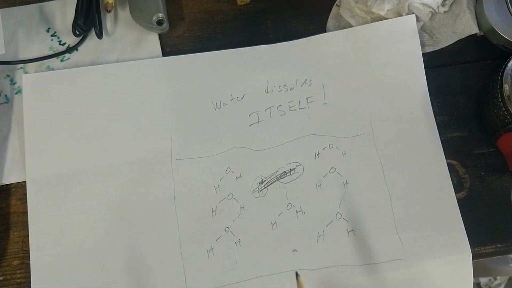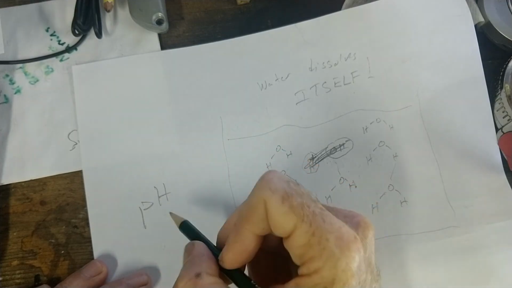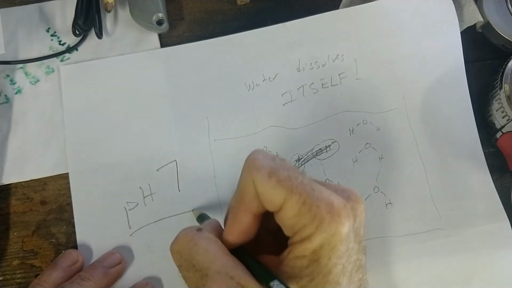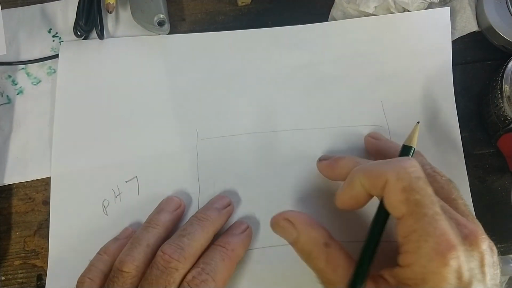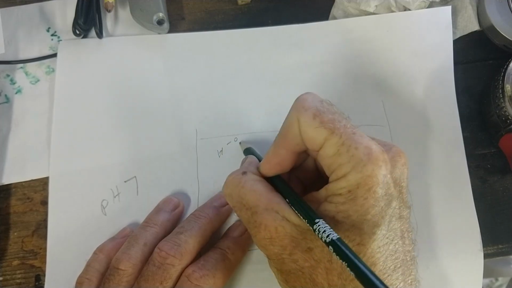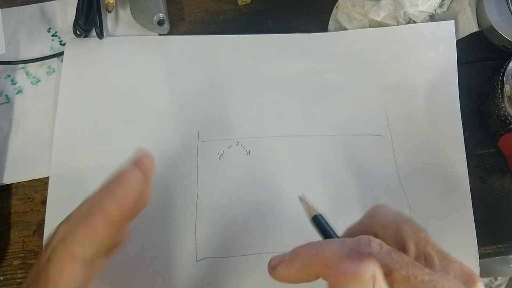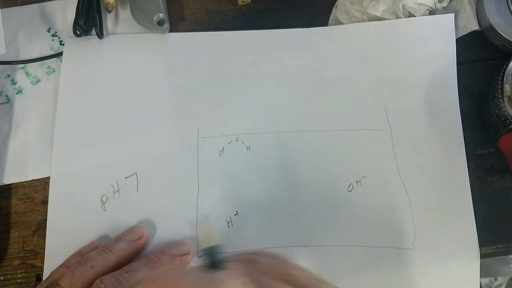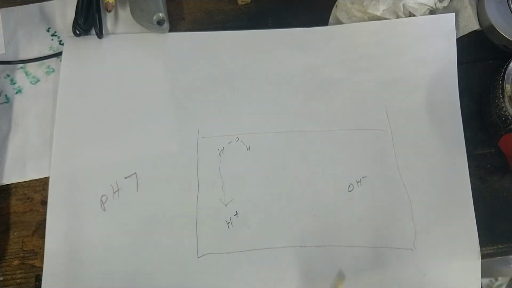Now, why are you telling me this, Mr. Perkins? Because that's where the pH scale comes from, okay? The pH of neutral water is 7. The pH of neutral water is 7. What does that mean? It means this. Now, I'm not showing you all the HOHs that are still stuck together. I'm not showing you the trillions and trillions of those. I'm just going to show you the free H's and free OHs that have been ripped apart, okay?